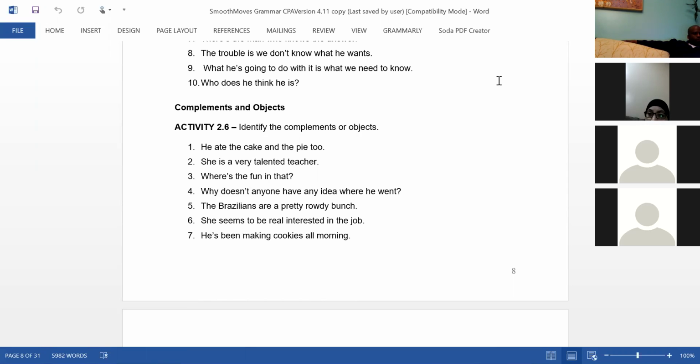Number 4. Any place, place. Without an umbrella, manner. Number 5. Slowly, manner. Down the street, place. And then what else? Into the darkness. Okay, very good. You got your adverbial stuff.